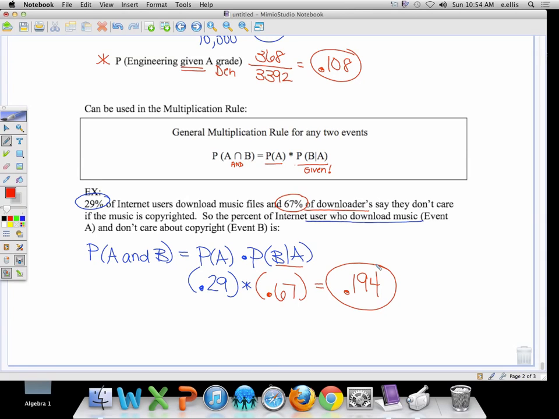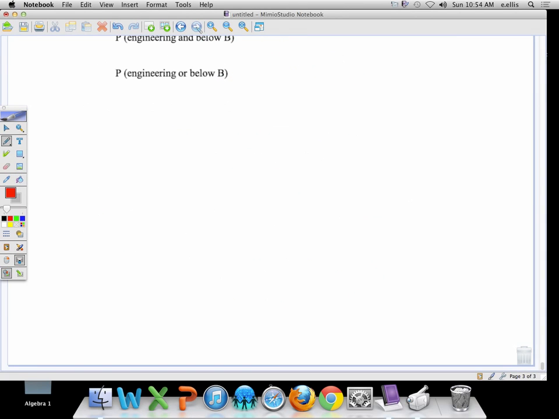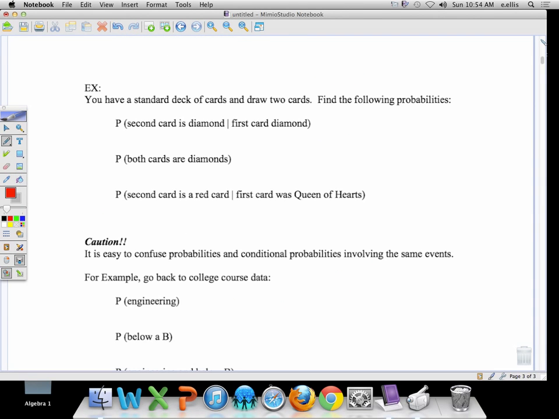So they're kind of a little sneaky. Read very carefully on those. Another example when it comes to conditional probabilities, that whole idea of given, you may have to think about kind of selection.